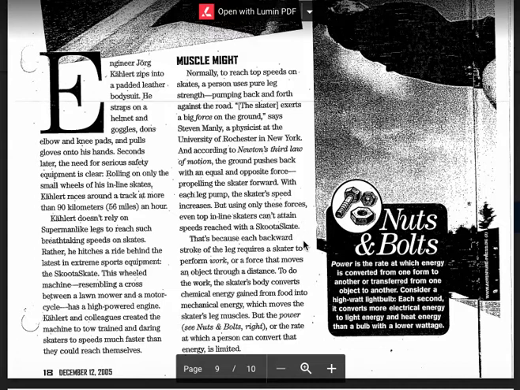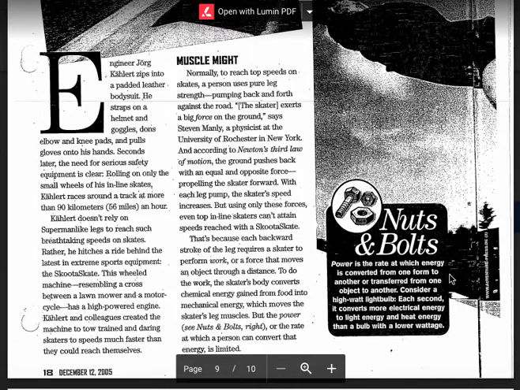That's because each backward stroke of the leg requires a skater to perform work, or a force that moves an object through a distance. To do the work, the skater's body converts chemical energy gained from food into mechanical energy, which moves the skater's leg muscles. But the power, or the rate at which a person can convert that energy, is limited.